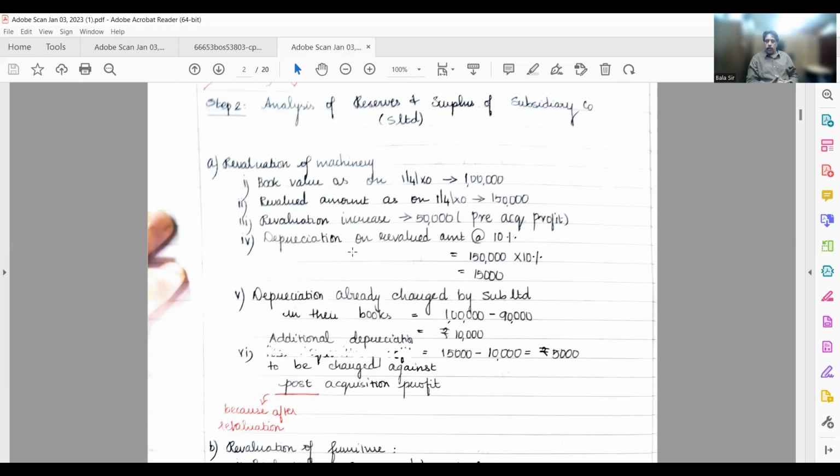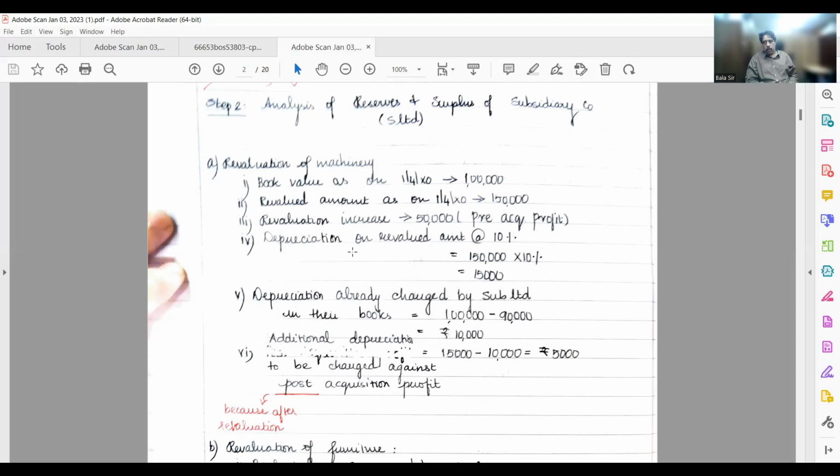Remember, this 50,000 rupees increase will be straight away taken as a pre-acquisition profit. Why? Because it is happening on the revaluation date and not post. It is on acquisition date, right? So therefore, it's a profit on acquisition. So it's a pre-acquisition profit. It's a profit increase, 50,000 rupees. Next. Point 4. Depreciation on revalued amount at 10%.